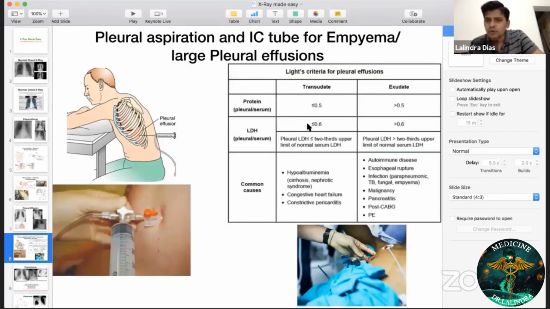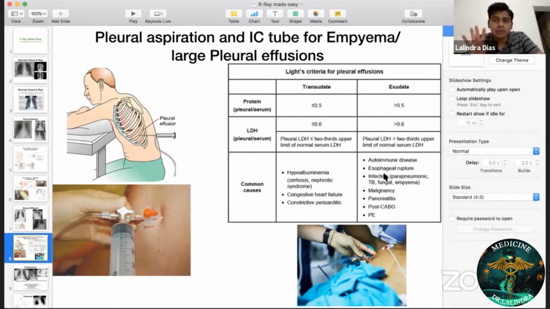What are the causes of pleural effusion? Here I have given you a list of causes of exudates and a list of causes of transudates. First we will discuss the causes of exudates, where the proteins are high and LDH is high: proteins more than 0.5, LDH more than 0.6 of the serum values. Exudate number one cause is parapneumonic effusion. That is, you get a pneumonia and following that you get some fluid collected in that side of the lung. That is called a sympathetic effusion or a parapneumonic effusion.